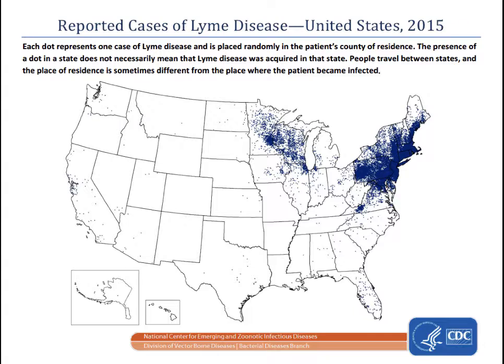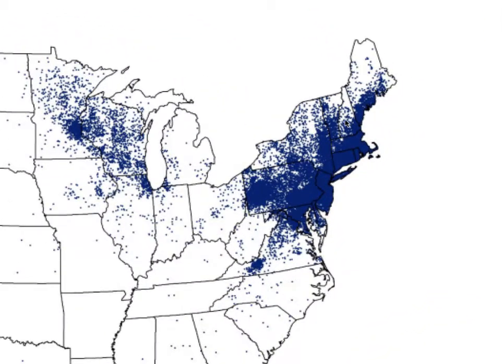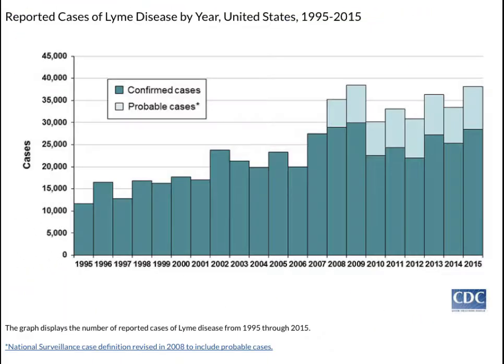Woohoo! Here's a map from 2015 of reported cases of Lyme disease, and as you can see, Lyme disease is found heavily in the Northeast and then also in the Wisconsin area. Confirmed cases are shown here, and you see that this has been steadily rising and is of serious concern.